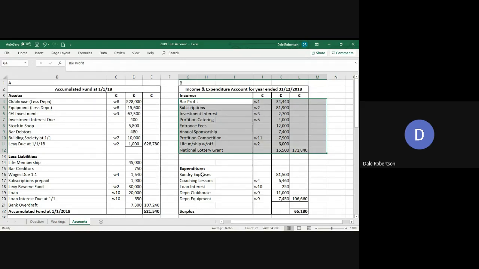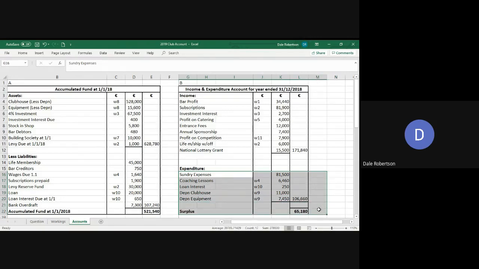Your sundry expenses, straight from the question. And then you have your coaching lessons that we had to work out, this year's loan interest, and two depreciation items. You take your incomes and subtract your expenditures to get a surplus of 65,180. Not a profit. This club is a non-profit making organization, but a surplus. Then we go down and have a look at the balance sheet.